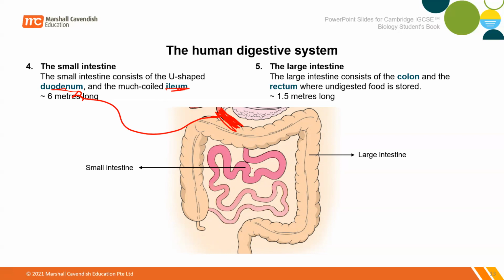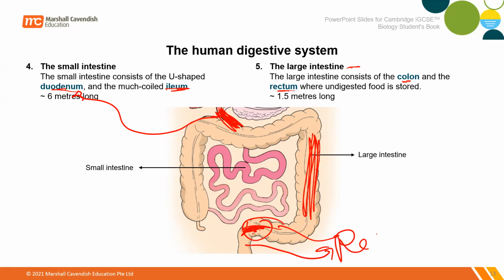of the small intestine. The large intestine has the colon and the rectum. The colon and the rectum is the last part. So this is the colon, and this part is the rectum. The last part is called the rectum. And this rectum contains undigested food in a solid form.